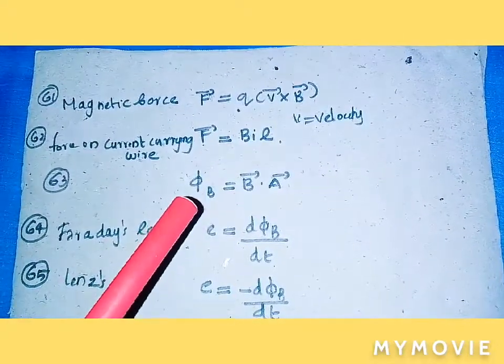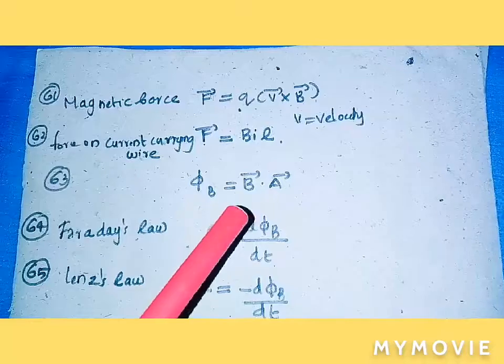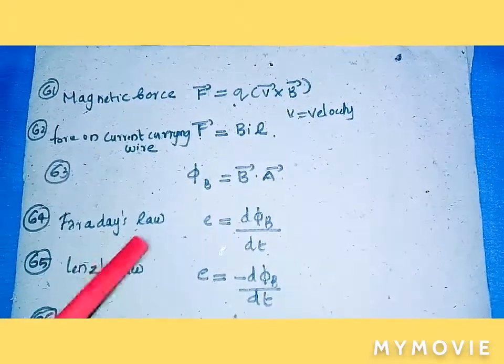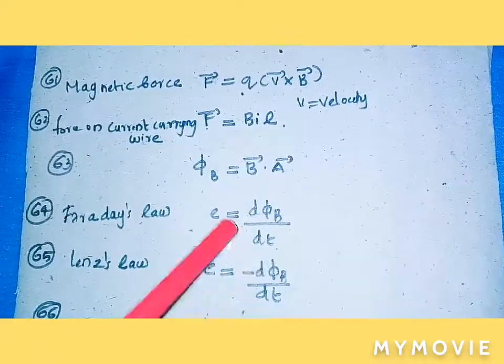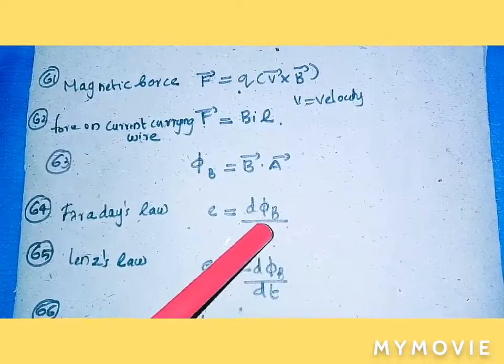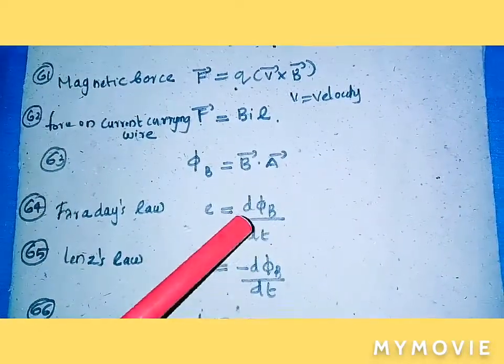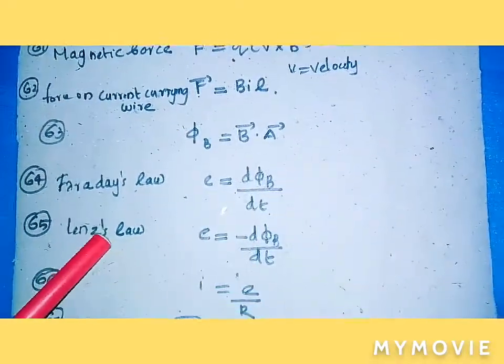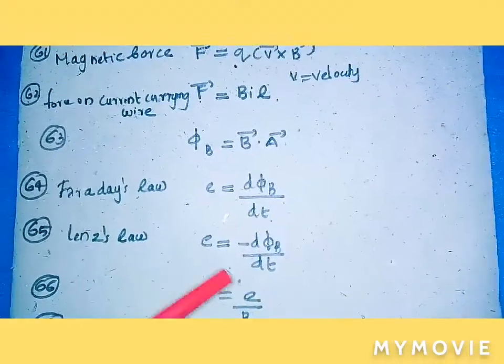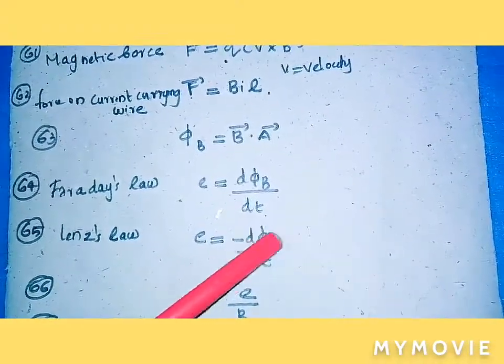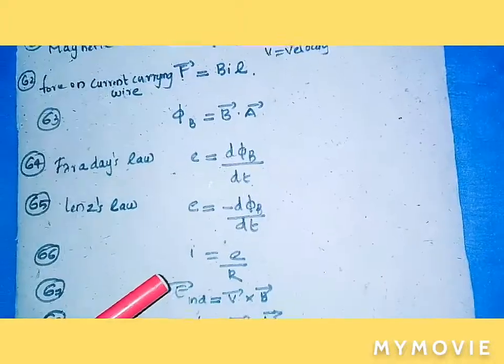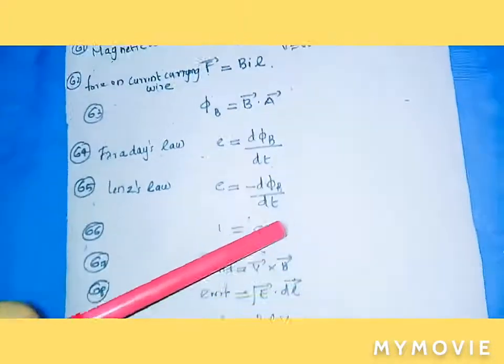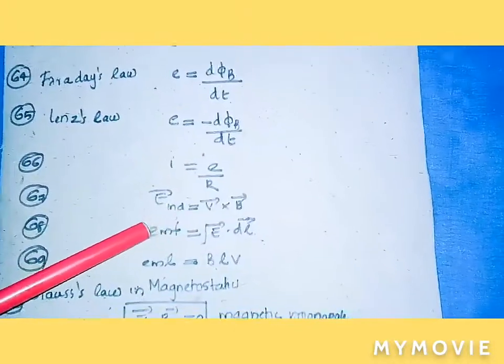Phi B, that is magnetic flux, is equal to B bar dot A bar. Faraday's law: EMF is equal to the derivative of flux with respect to time, d phi B by dt. Lenz's law gives the direction of EMF. I, the current, is equal to EMF divided by resistance.